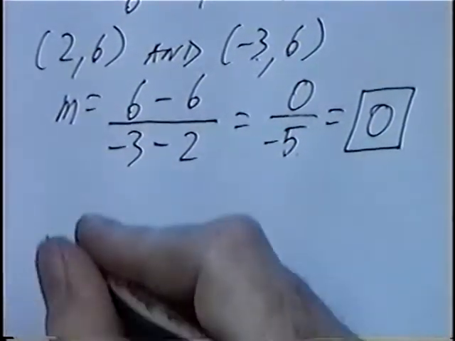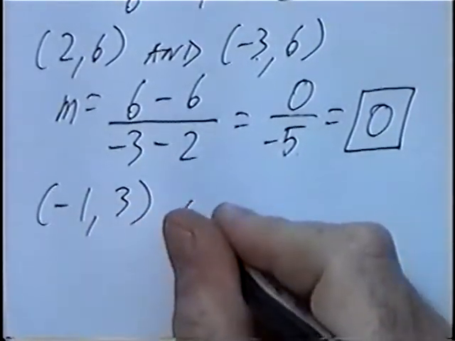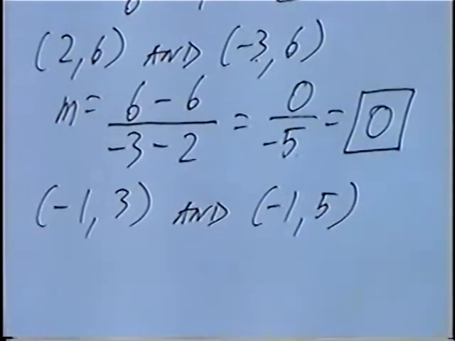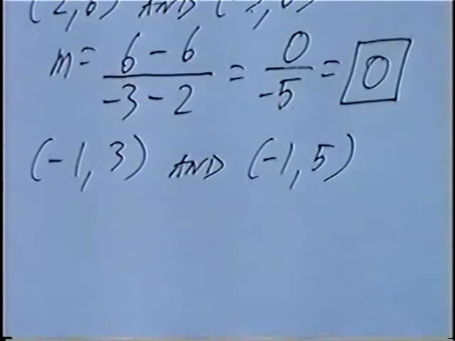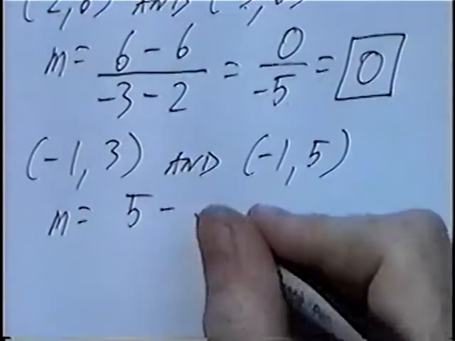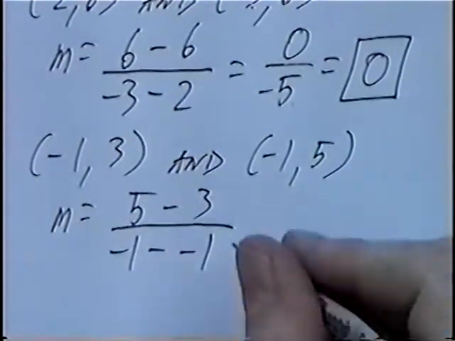And the last question for the section, the first point, -1, 3, and -1, 5. M equals the second point y value, which is 5, minus the y value from the first point, which is 3, divided by the second x value, -1, minus the x value from the first point, which is also -1.